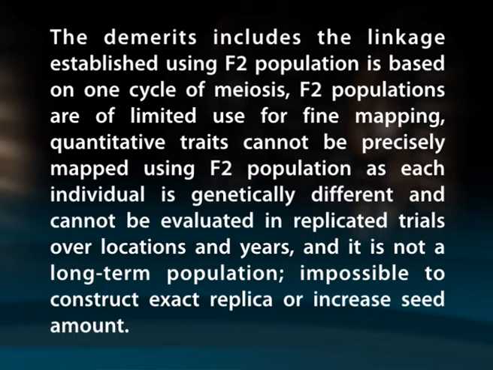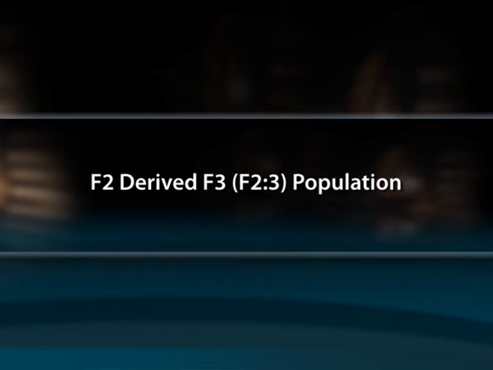Quantitative traits cannot be precisely mapped using F2 population as each individual is genetically different and cannot be evaluated in replicated trials over locations and years, and it is not a long-term population, impossible to construct an exact replica or increase seed amount. Next is F2 derived F3 population.